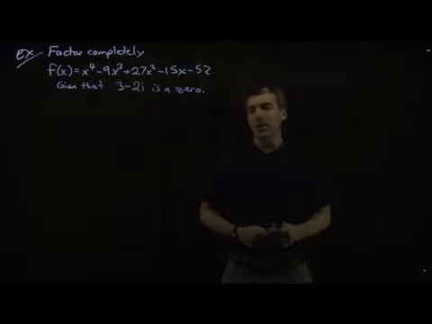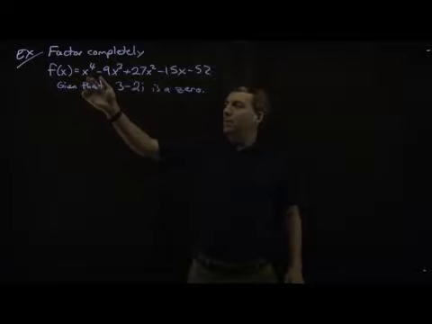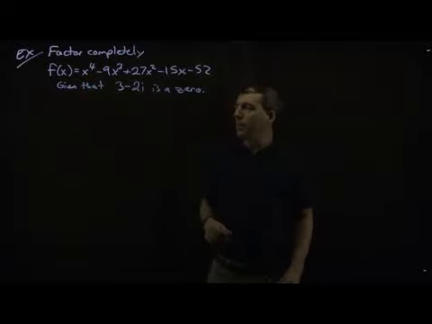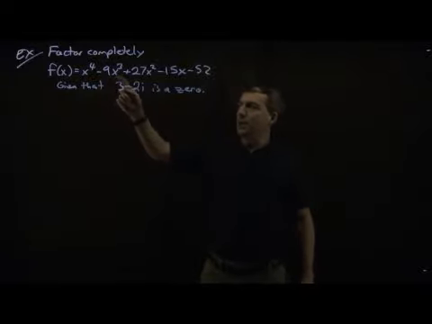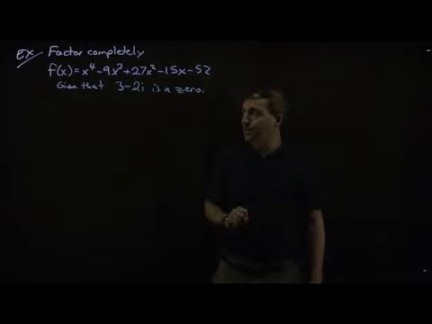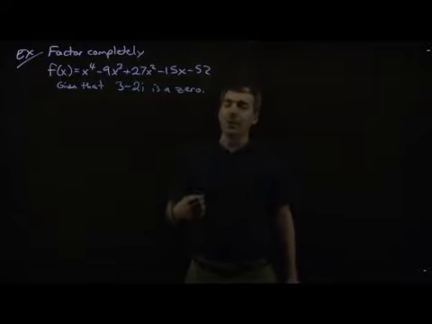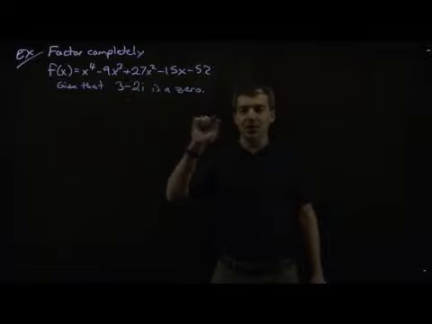All right, let's do another example with factoring a polynomial. We want to factor this fourth degree polynomial, x to the fourth minus 9x cubed plus 27x squared minus 15x minus 52. And we're given some information about it. We're given that 3 minus 2i is a 0.